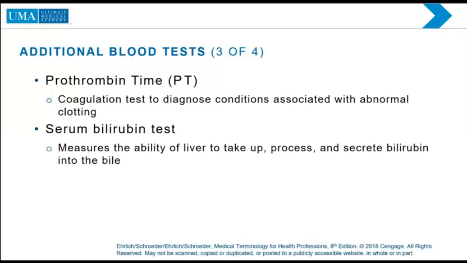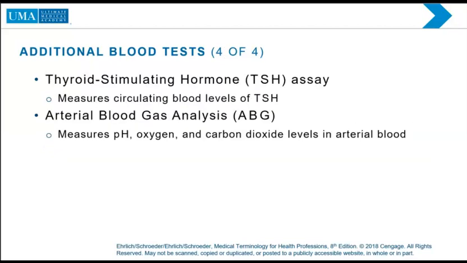Serum bilirubin test measures the ability of the liver to take up, process, and secrete bilirubin into the bowel. Thyroid stimulating hormone assay, or TSH assay, measures circulating blood levels of TSH. Arterial blood gas analysis measures pH, oxygen, and carbon dioxide levels in arterial blood.